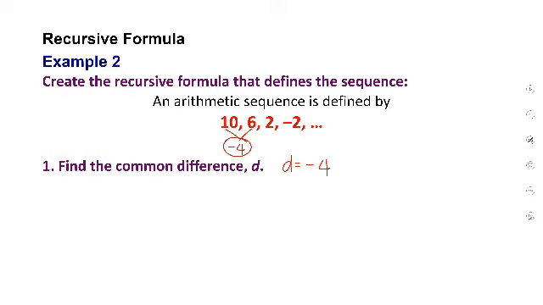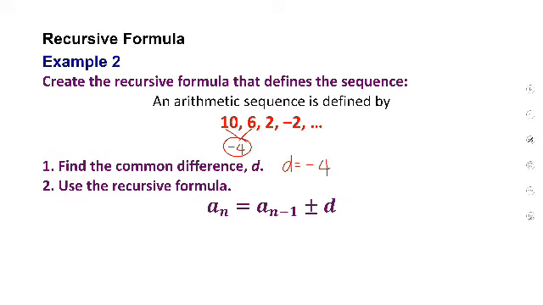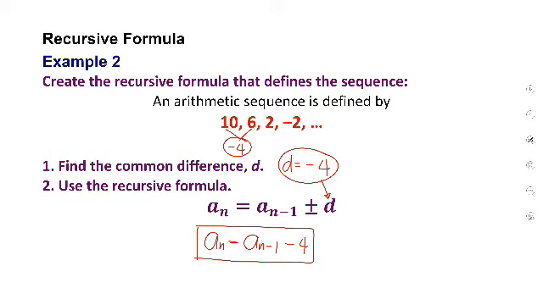Using the recursive formula, which is defined by a sub n is equal to a sub n minus 1 plus or minus d, we will just be plugging in the obtained value of the common difference d in the formula. So you have a sub n is equal to a sub n minus 1, and since d is negative, we will write minus 4. So this is the recursive formula that you can use to find the next term, given the previous term.